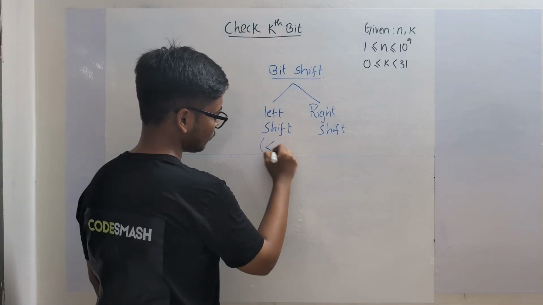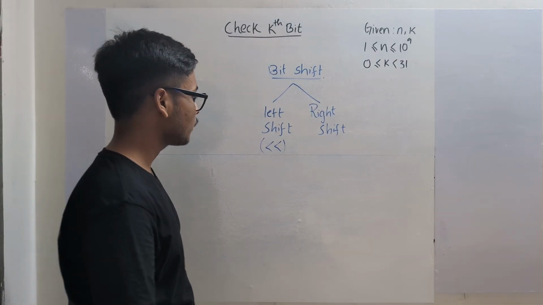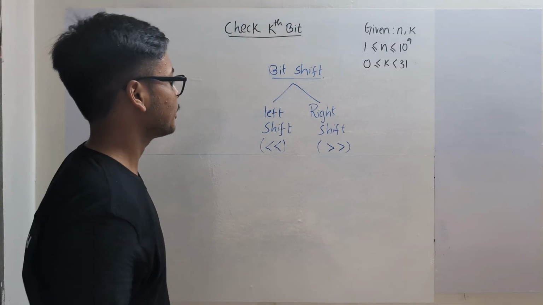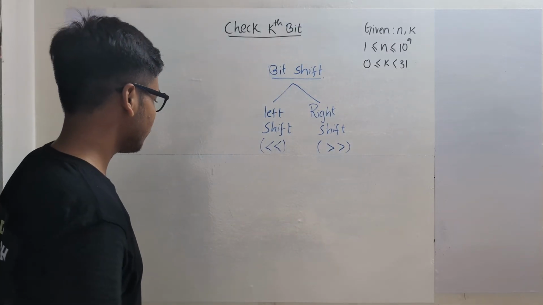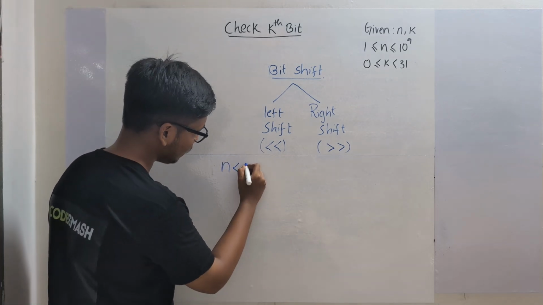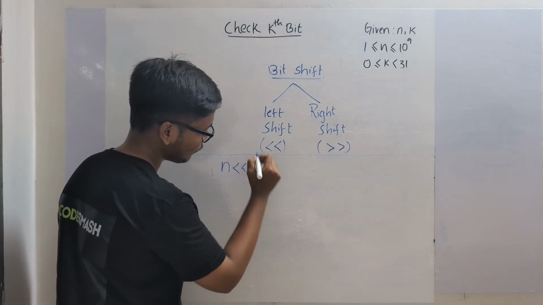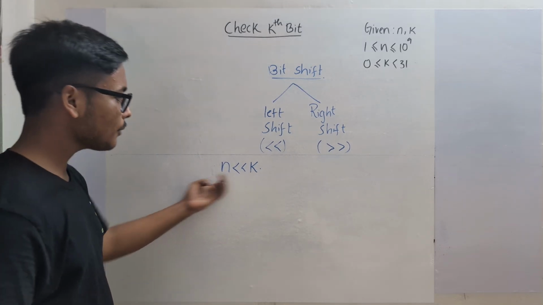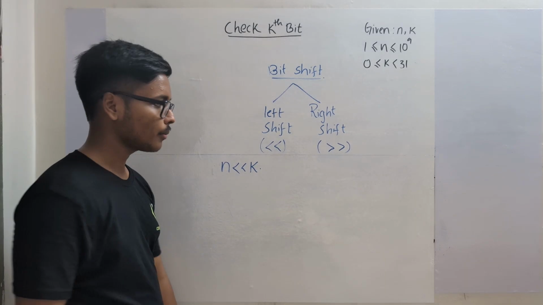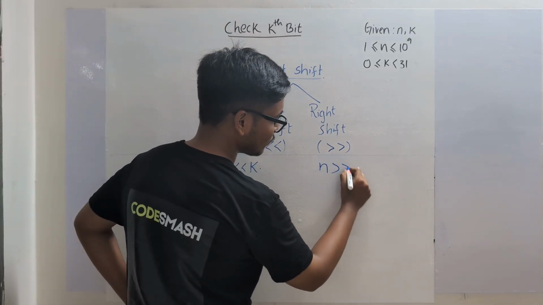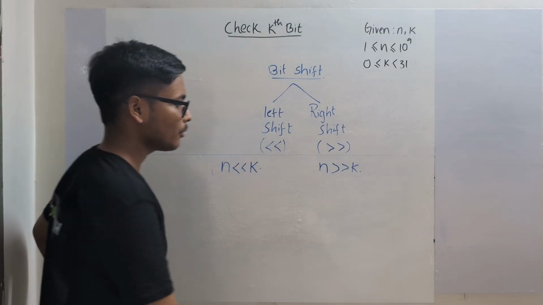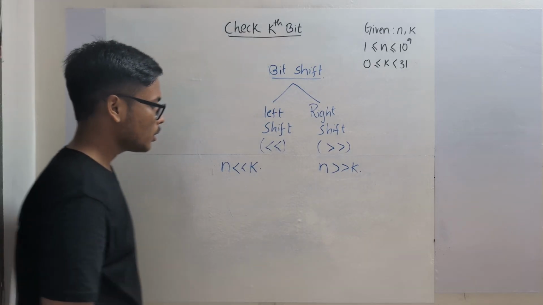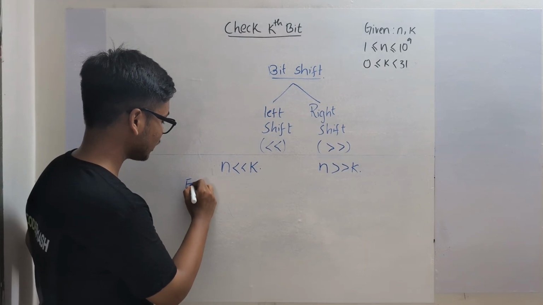Left shift is indicated by two less than symbols, and right shift is indicated by two greater than symbols. If they are given like n << k, it means we are shifting every bit of n to the left side by k times. If they are given like n >> k, it means we are shifting every bit of n to the right side by k times. So we will go through an example in both of the cases.